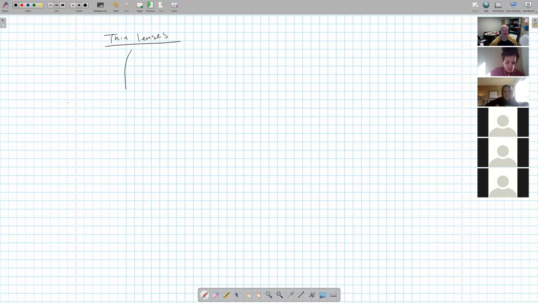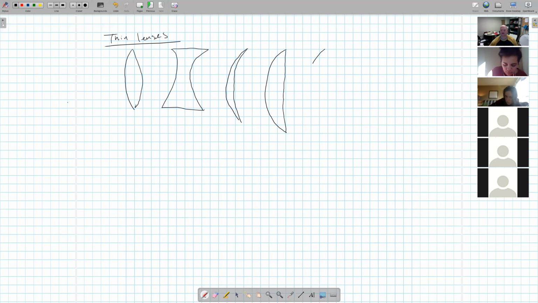So for example, I can have something that looks like this. I could have something that looks like this. I could have something that looks like this. I could have something that looks like this. I could have something that looks like, I don't know, let's do something else. Something really big like that. I can have all kinds of different shapes, right?